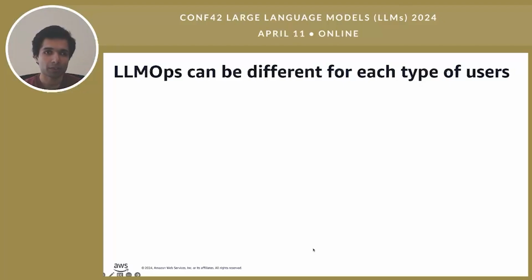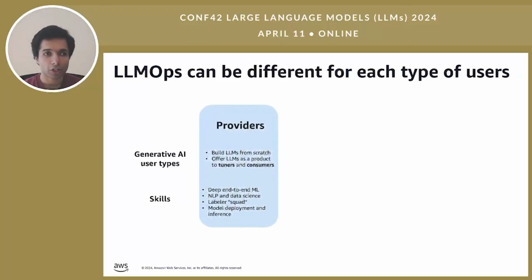Now with LLMOps, there can be different types of users that you're interacting with. And basically I want to talk about the generative AI user types and then the skills which are needed. Let's talk first about the providers. You have a provider, let's say someone is building an LLM from scratch.